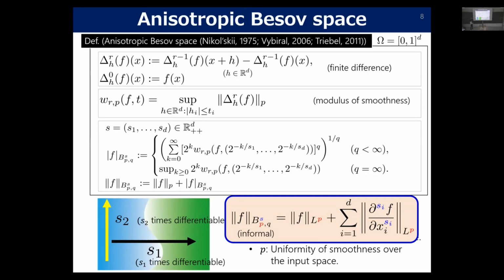So this is an intuitive interpretation of the anisotropic Besov space. We calculate the Si-th derivative in the i-th coordinate, and take its Lp norm like this. Therefore, Si represents something like the smoothness in the i-th coordinate. Another important point is that we are taking the Lp norm here. If P is infinity, we have a uniform bound of the derivative, so a uniform smoothness of the function. But if P is small, like one or smaller than one, we only have a guarantee that the average of the derivative is bounded. So the function is not uniformly smooth. At some point the function could deviate a lot, but the average is bounded. Therefore, P represents something like the uniformity of the smoothness of the function. So these are the two important factors, and Q does not play such an important role, so I won't explain it much.